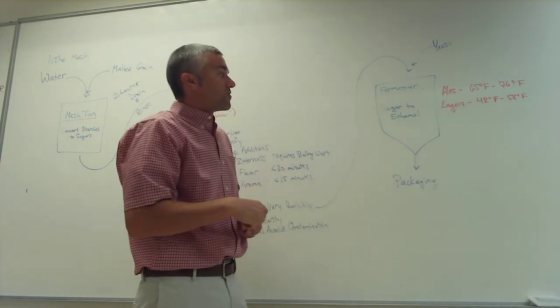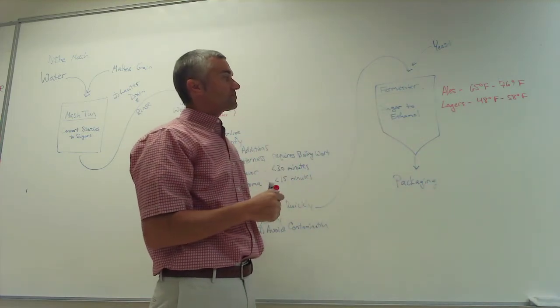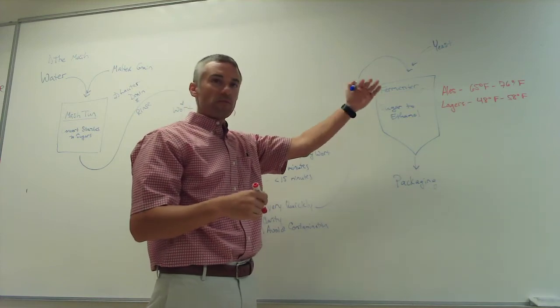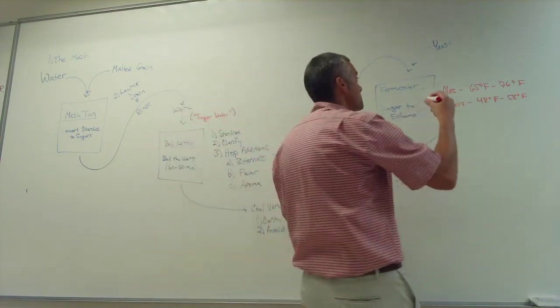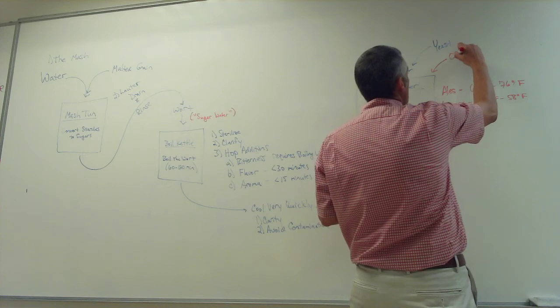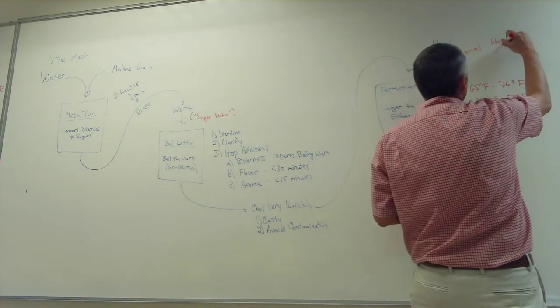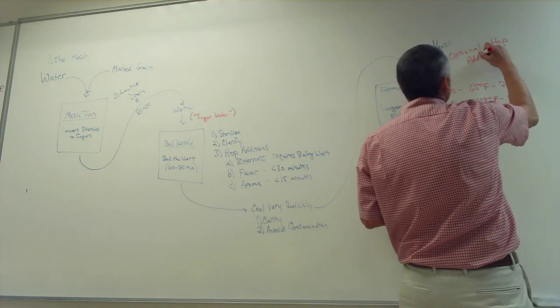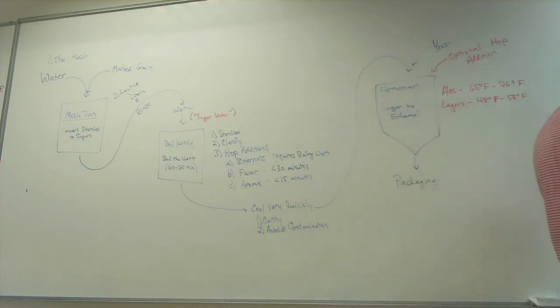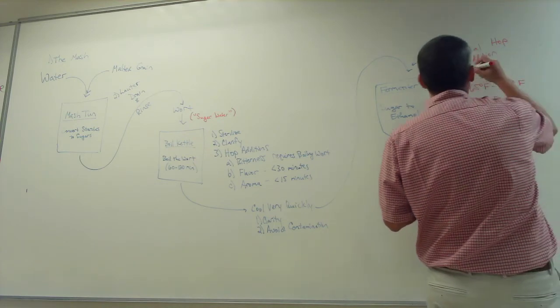Now, while we're fermenting, as we're near the end of the fermentation, we have an optional addition. We have the opportunity to add more hops to our fermenting beer. Now, you typically don't add it while the beer is actively fermenting. Why? Because this addition is all about aroma.